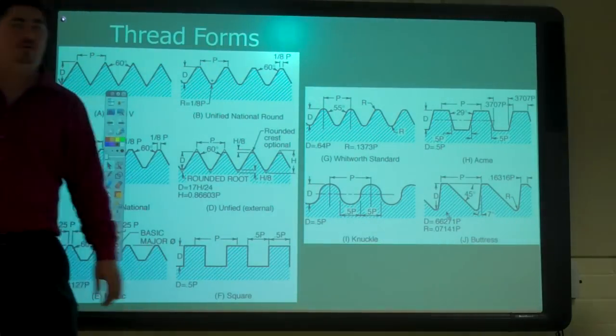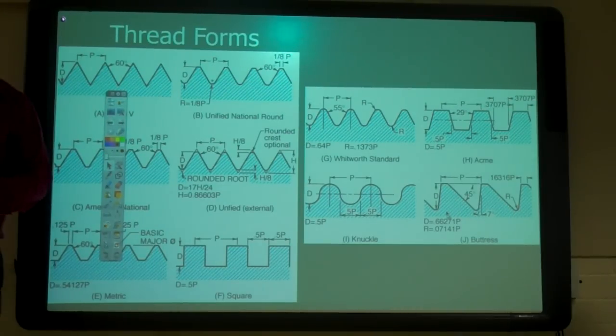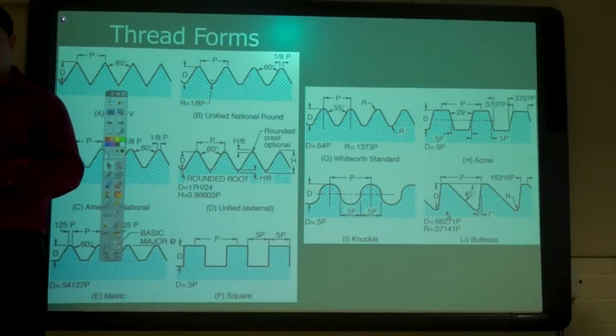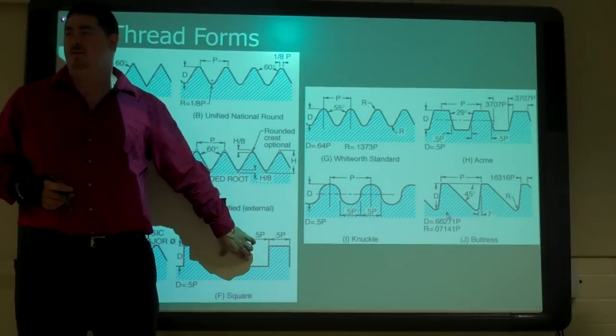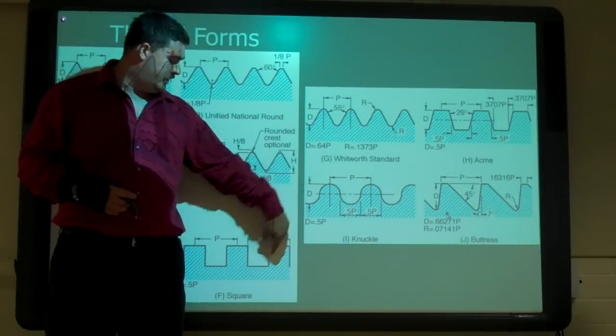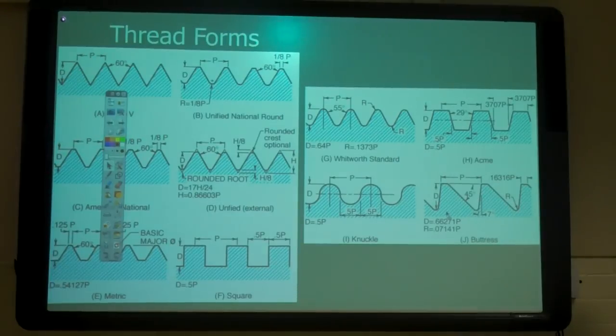What about knuckle? Some running kind of loose. Not necessarily. It could have a tight fit with a knuckle. But now we've got the same width as we had with the square, but we don't have any of the sharp corners.